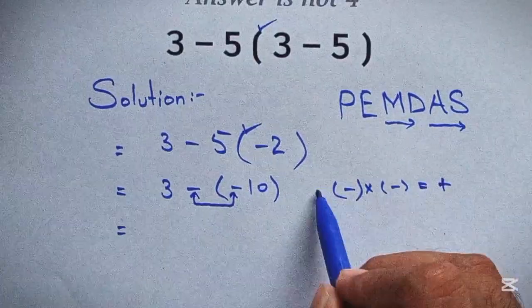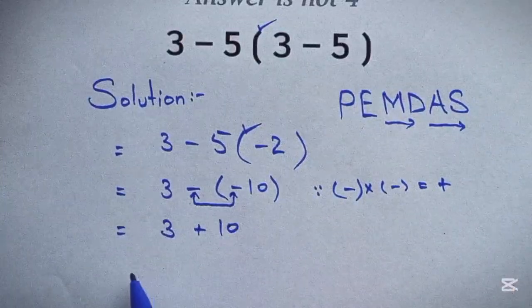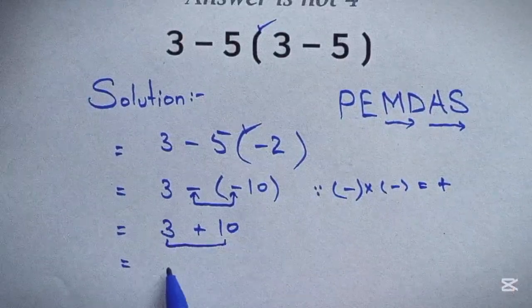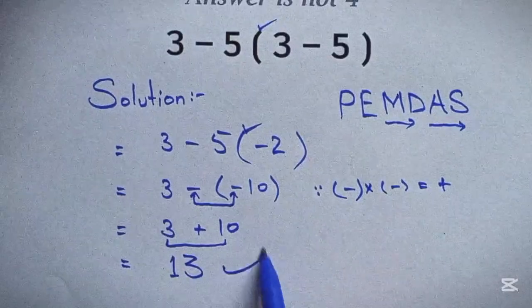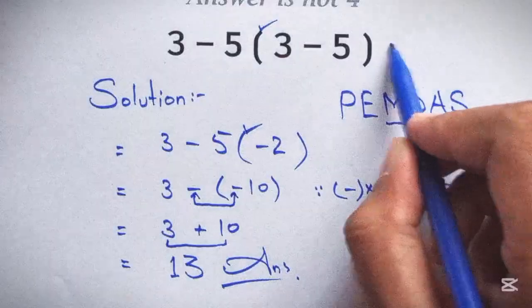So our current equation transforms to 3 plus 10. Now adding them, we get 13. Done. This is our final answer for the above stated question, 3 minus 5 times (3 minus 5).